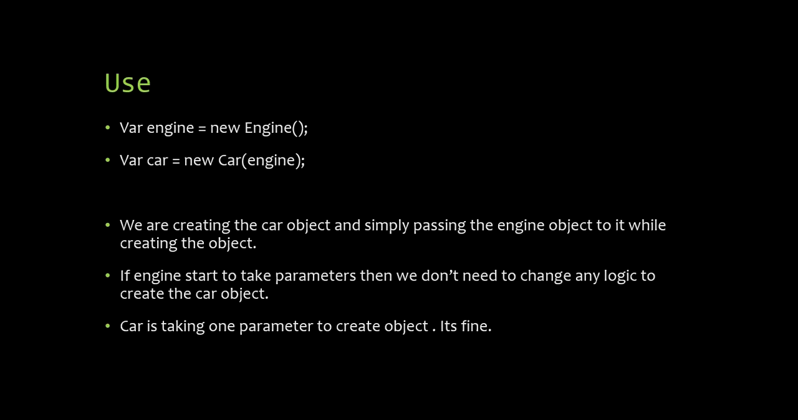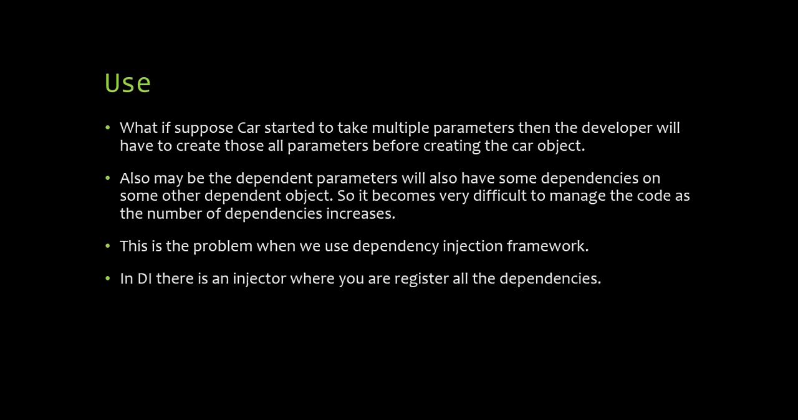Car is taking one parameter to create the object, that's fine. But what if car started to take multiple parameters? Then the developer will have to create all those parameters before creating the car object, and maybe the dependent parameters will also have dependencies on some other objects. Then it becomes very difficult to manage the code as the number of dependencies increases. So this is the problem when we don't use a dependency injection framework.